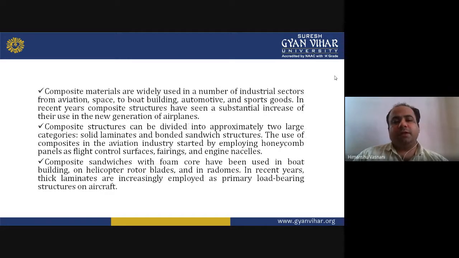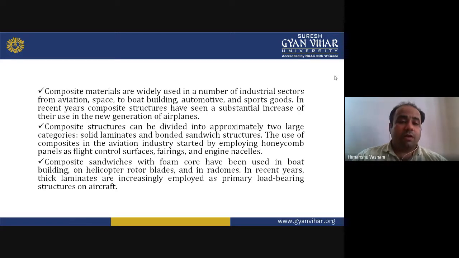The composite materials that we are discussing are widely used in a number of industrial sectors, from aviation to space, boat building, automotives and sports goods. In recent years, composite structures have seen an increase in their use in the new generation of airplanes. Composite structures can be divided into approximately two large categories: laminates and bonded sandwich structures.